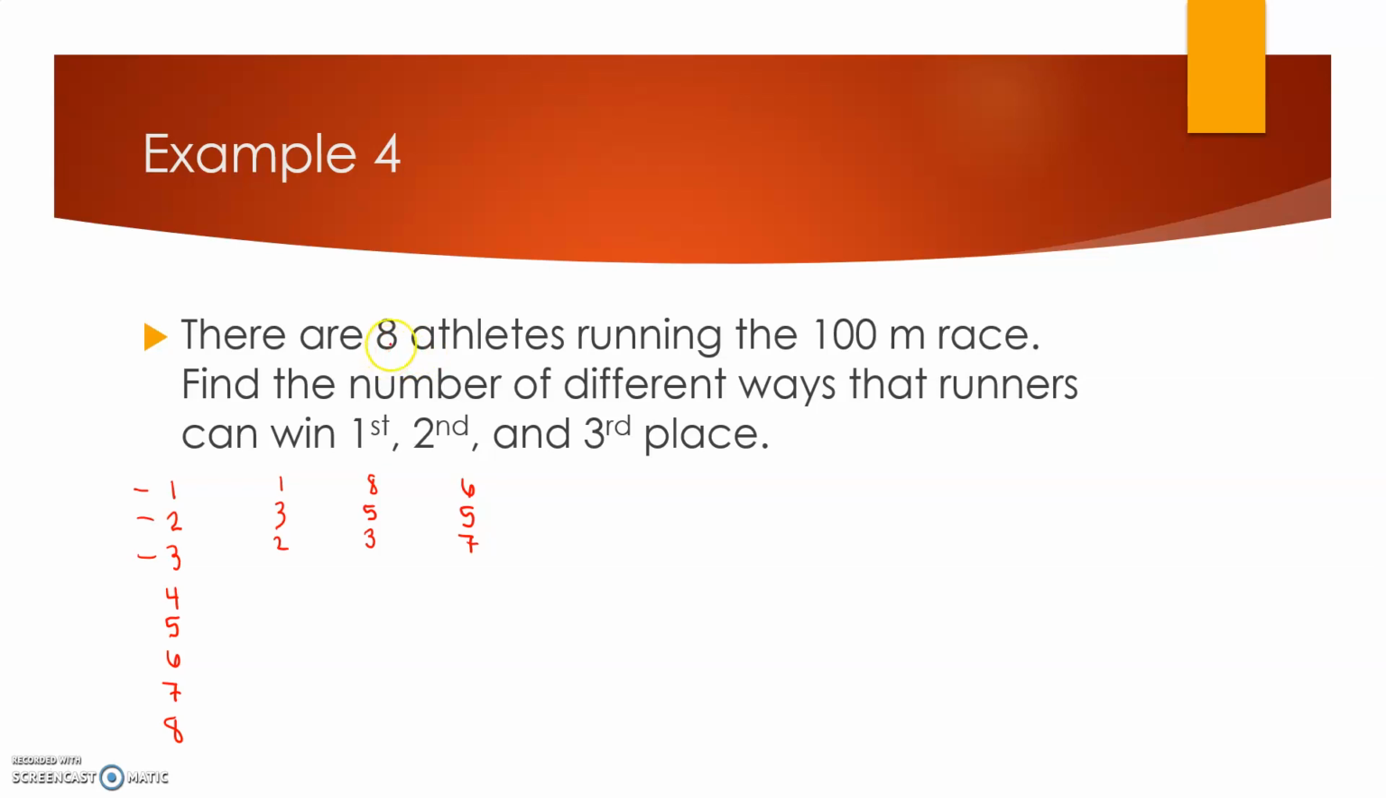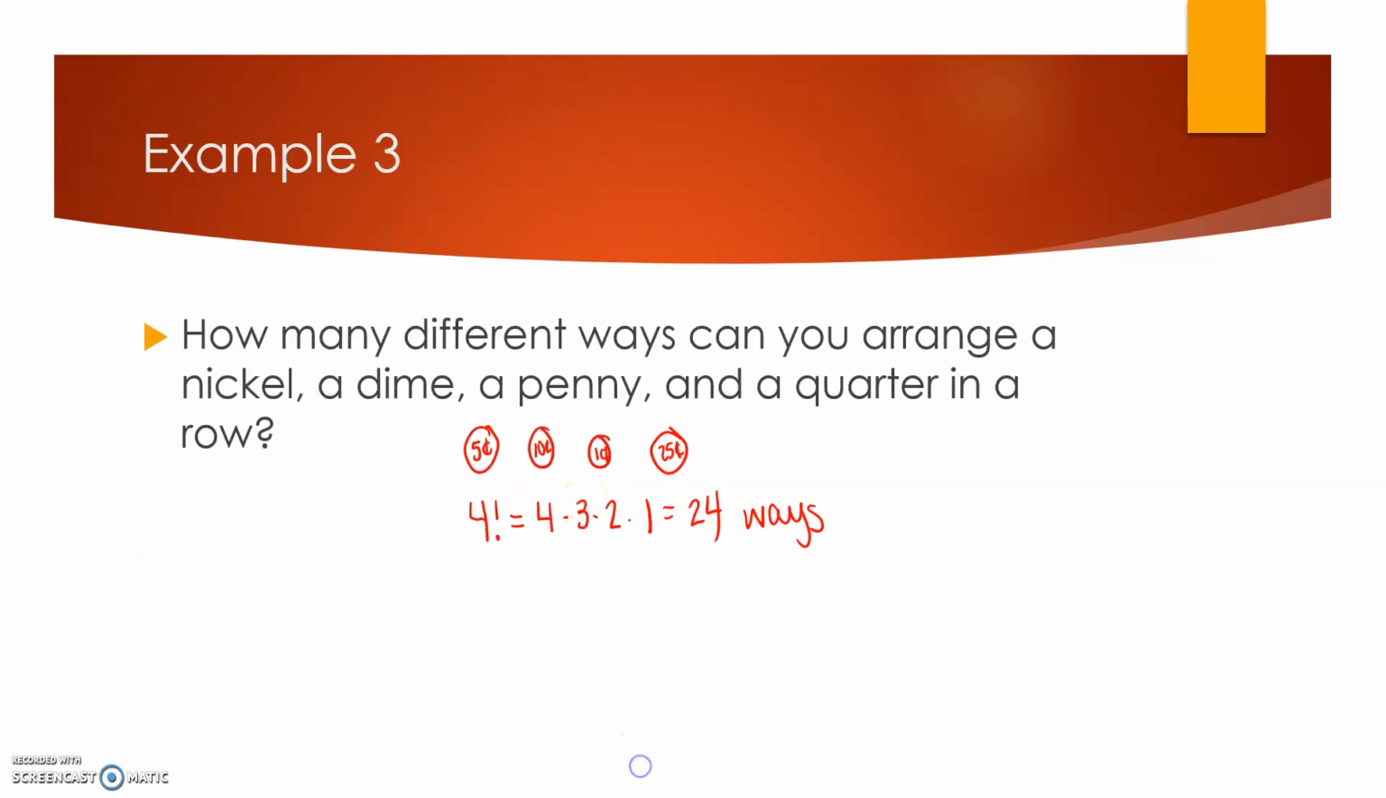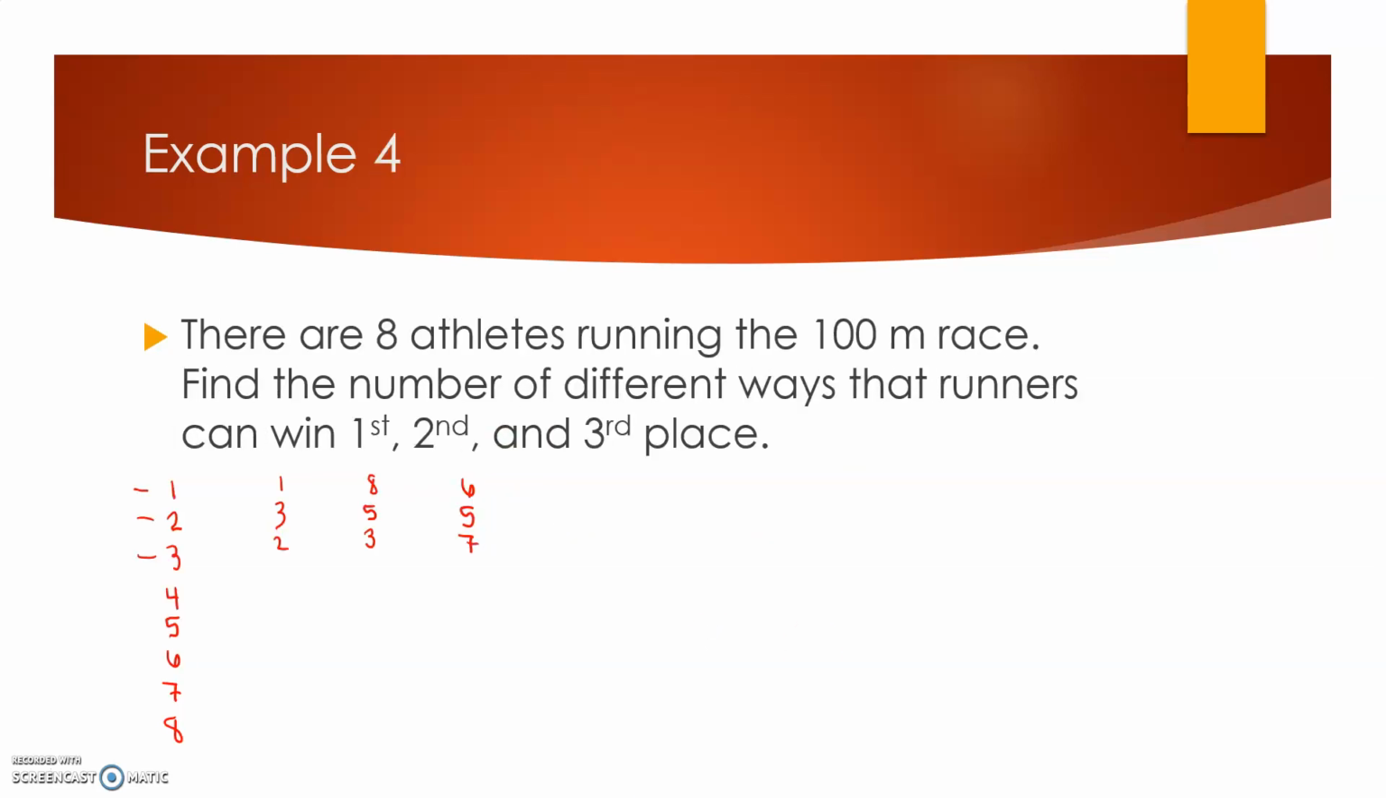Now, I'm not going to do 8 factorial in its entirety, because if I do 8 factorial, that would be giving me the place for everybody. I want to cut it off right here after the top 3, because those are the 3 who get medals. So for first place, how many runners can get first place? 8.